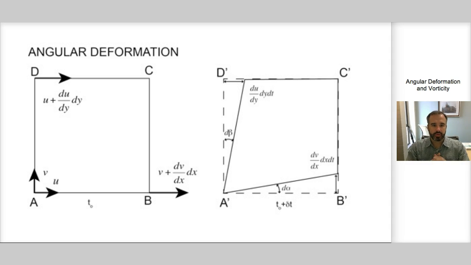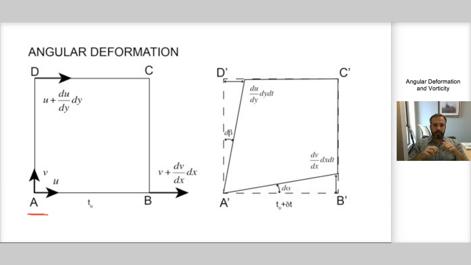Okay, so in angular deformation, what you have is that you might have the parcel at A here moving in the x direction at the velocity u and in the y direction at the velocity v. And then the points B and D, because there are spatial gradients in the flow, point B is going to be moving at v plus dv dx, and D is going to be moving at u plus du dy dy. And so D is moving faster than A, and B is moving faster than A vertically.